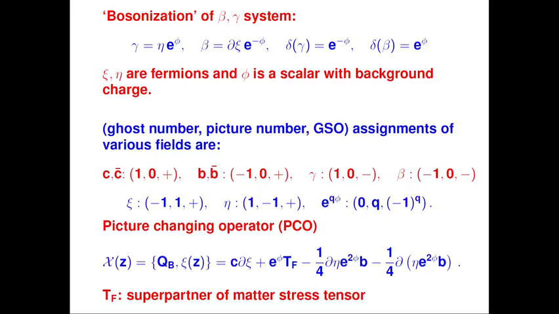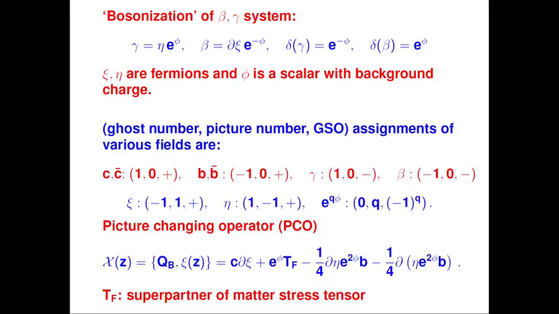Now, for doing string perturbation theory, one convenient formalism that one employs is to bosonize the beta gamma system. Now, beta and gamma are of course already bosonic ghosts because they are associated with supersymmetry. But what one means by bosonization is that you express this in terms of bosons, scalars, which I have denoted by phi, which are in fact spin 0 objects.